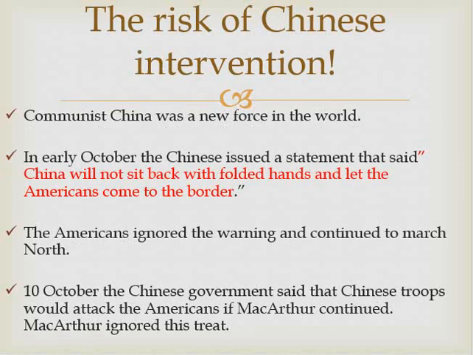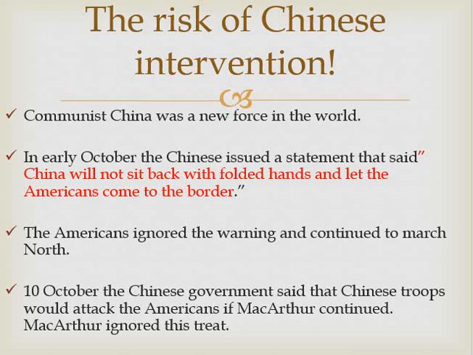However, there was a substantial risk of Chinese intervention. Communist China was a new force in the world. Few people believed that they would risk war with the mighty USA. In early October, the Chinese issued a statement that said, "China will not sit back with folded hands and let the Americans come to the border."